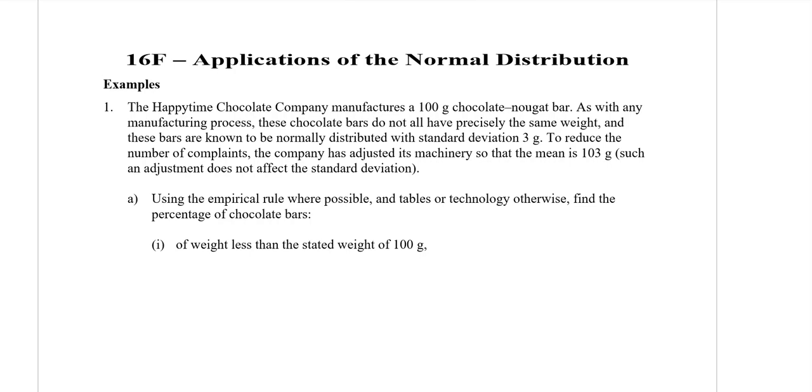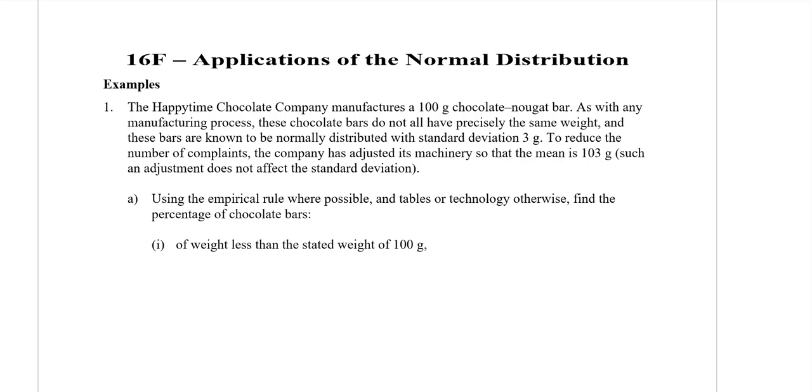Okay, 16F, applications of the normal distribution, straight into some examples because there's not really anything new here, it's just applications. The Happy Time Chocolate Company manufactures a 100-gram chocolate nougat bar. As with any manufacturing process, these chocolate bars do not all have precisely the same weight. And these bars are known to be normally distributed with a standard deviation of 3 grams. To reduce the number of complaints, the company has adjusted its machinery so that the mean is 103 grams.